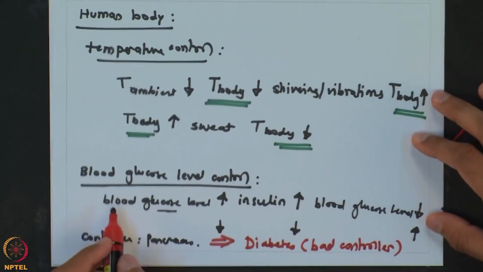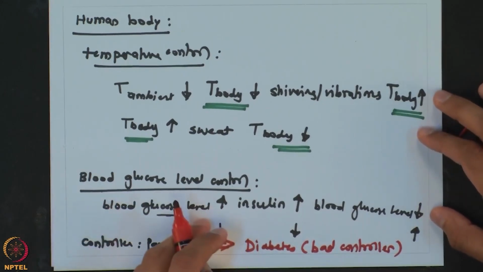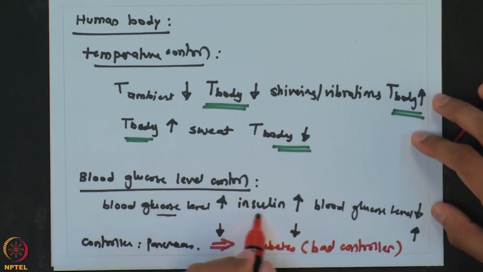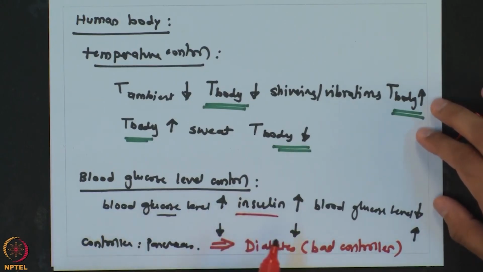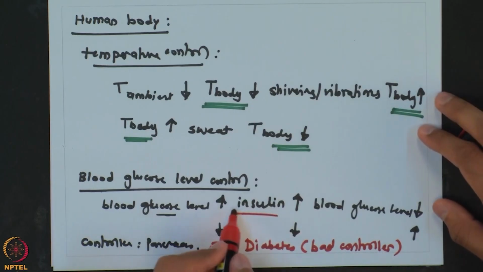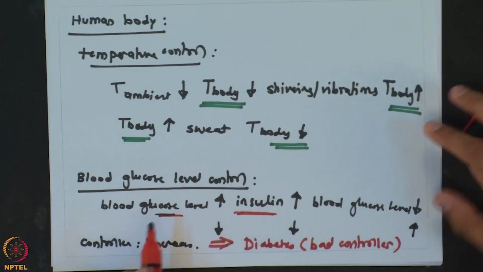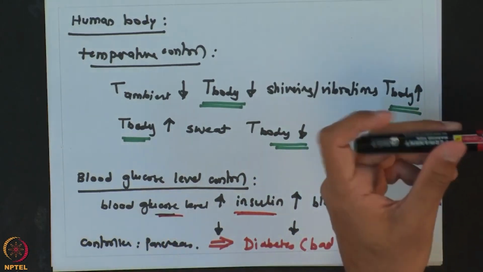Which means your blood glucose level cannot be maintained at the desired level because of different sorts of problems which can happen. Essentially, the idea is that the rate at which insulin is produced in the body is not adequate to control the blood glucose level to its desired value.